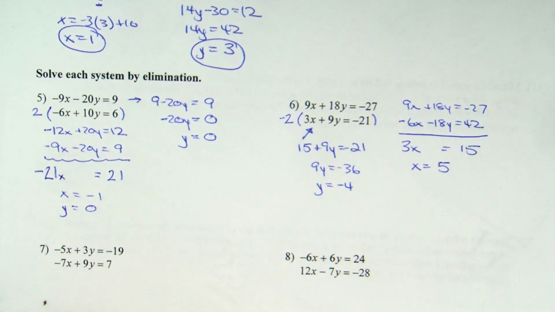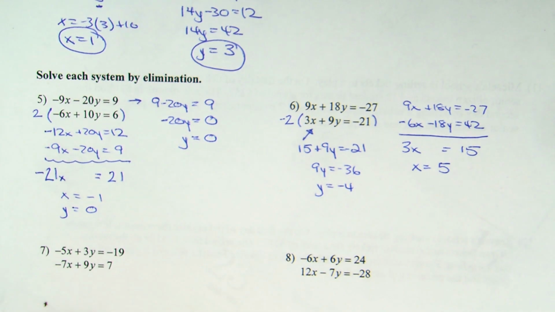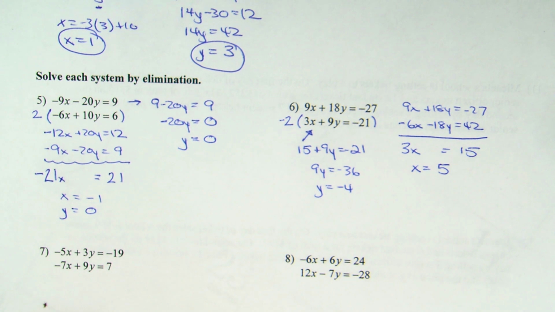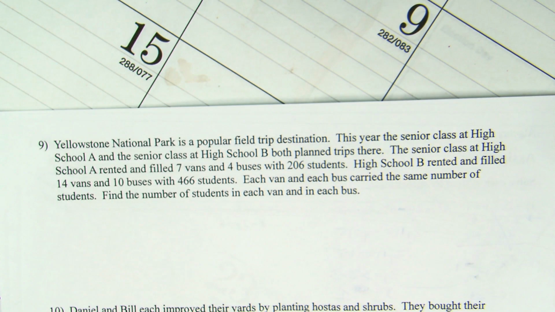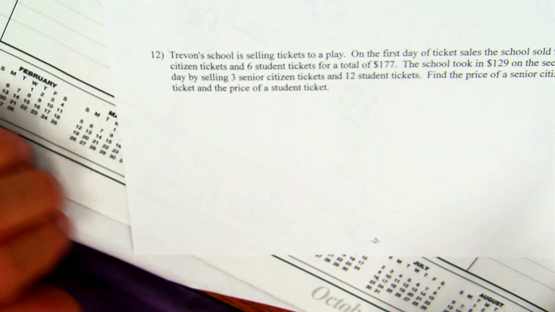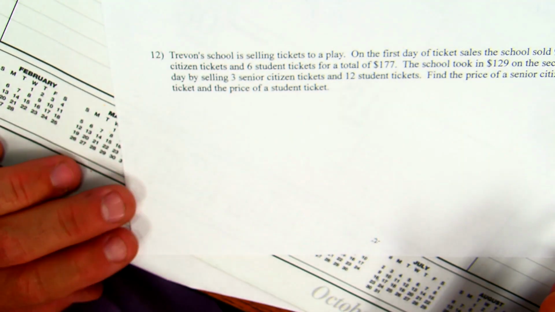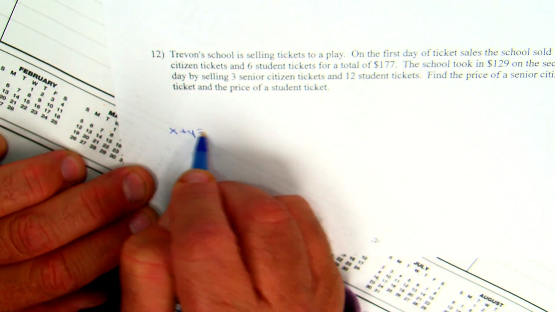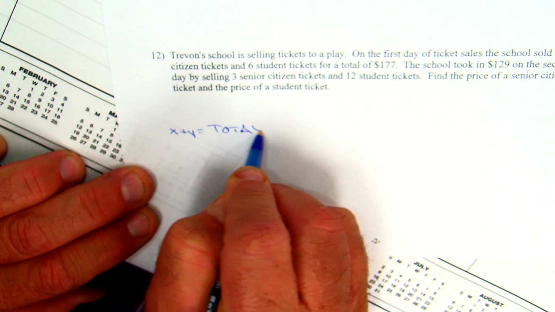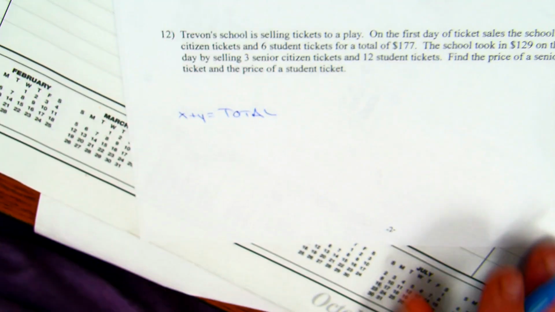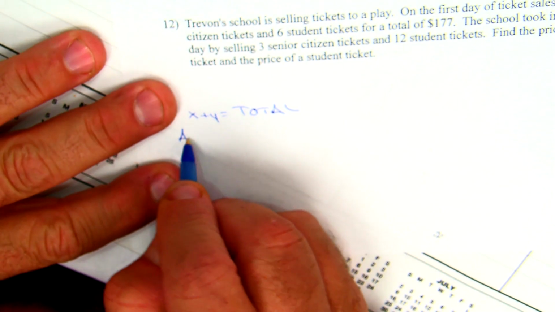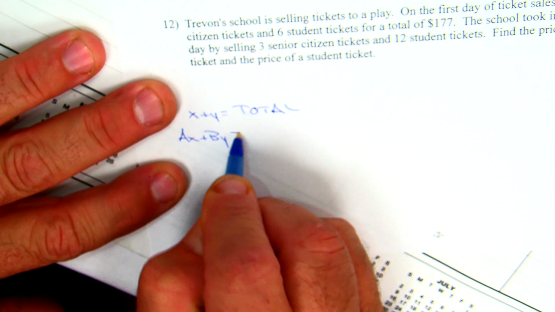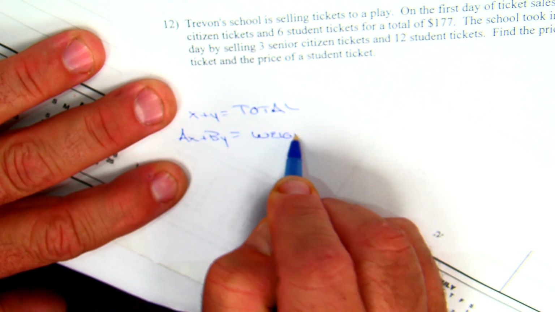Pick either method. It's not going to matter to me. The homework says to solve everything by elimination. Your choice if you want to do that. Now the back, the word problems. The word problems are going to have 2 general equations when you do this, most likely. X plus y equals some type of total, and then ax plus by equals some type of weighted total.